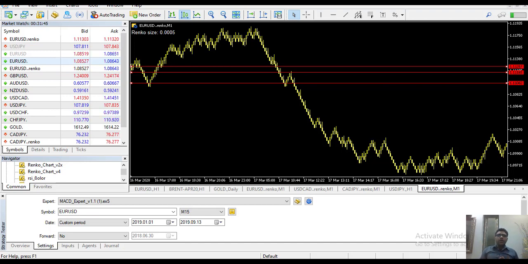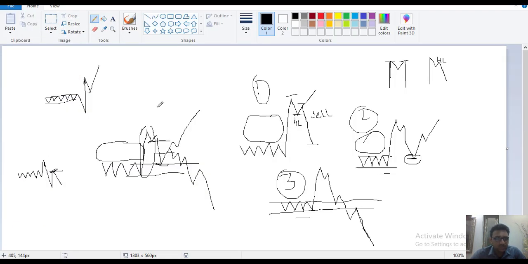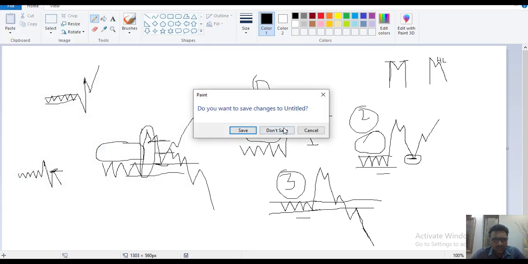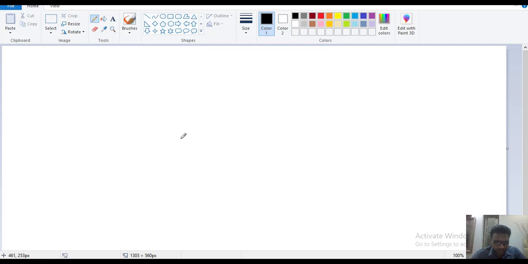So before going on to the strategy itself, you need to know the basic principles and price action behind this system, right? So let's move on to Paint. This was the initial discussion we had on the thrust bar. Let's just make a new one. So this strategy is based on trend reversals, right?